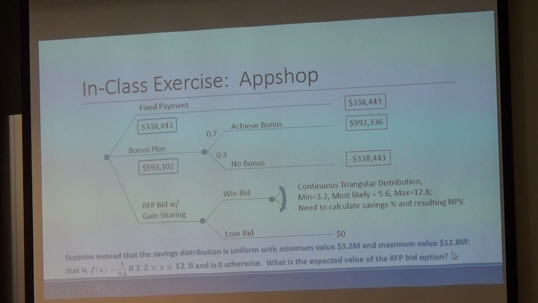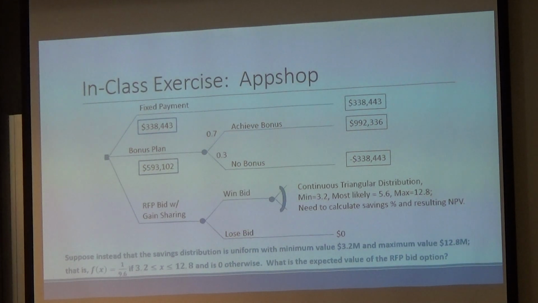So we're getting closer because we've got a continuous distribution. If I've got a uniform with minimum 3.2 and maximum 12.8, what I'm telling you is every value between 3.2 and 12.8 is equally likely to occur. What's 12.8 minus 3.2? That's 9.6. So if every value between these two is equally likely to occur, I'm defining my PDF as 1 over 9.6.